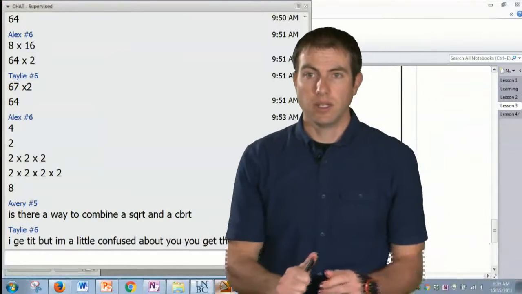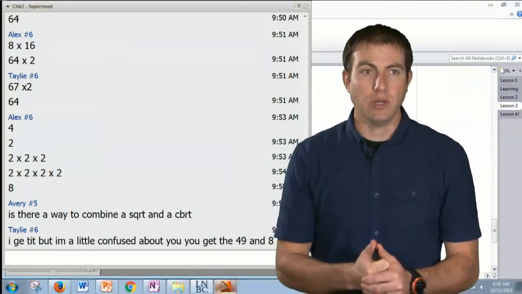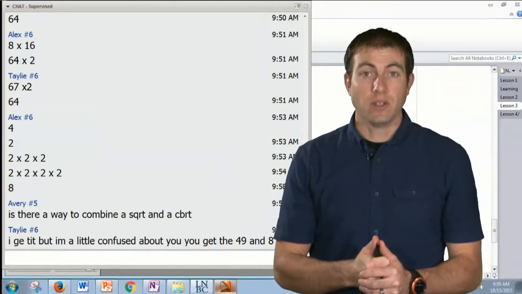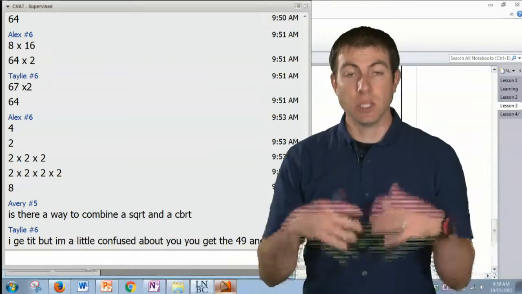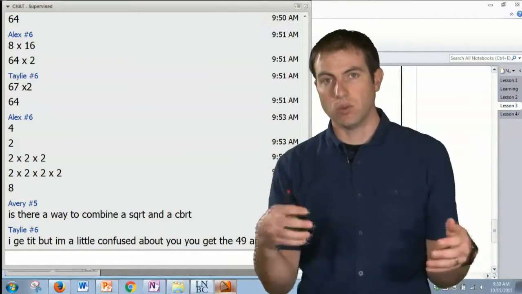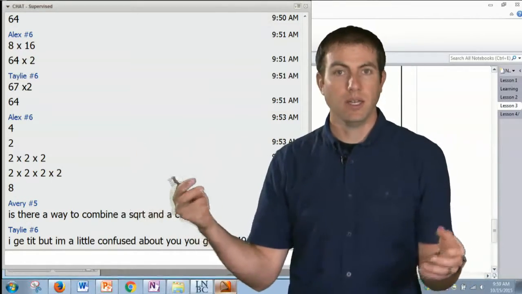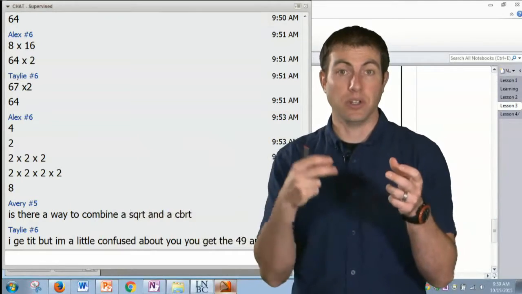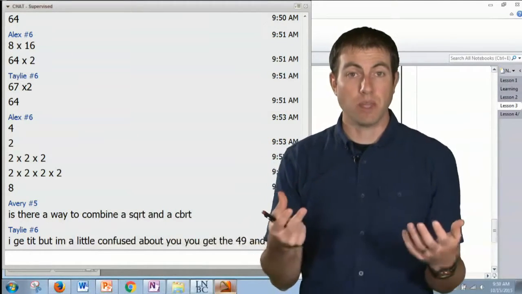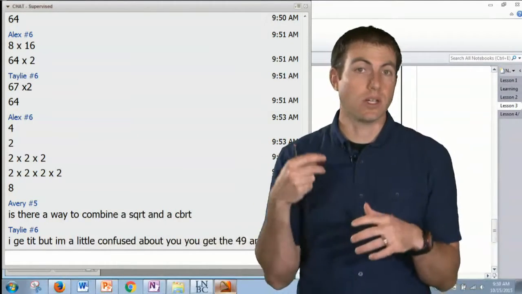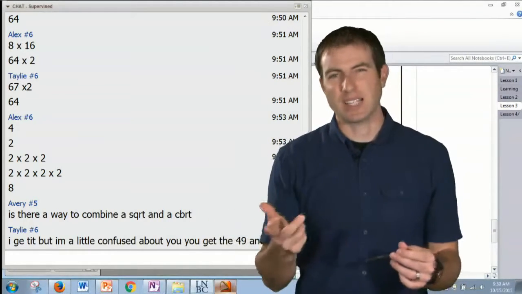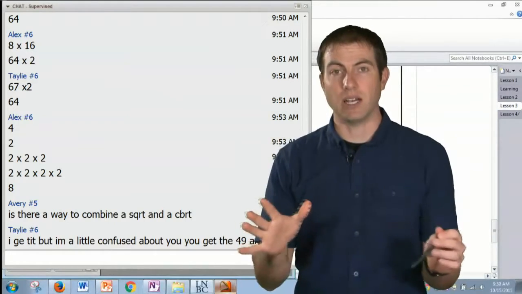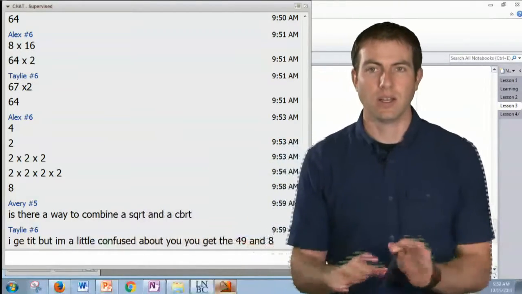Excellent question, Avery. Is there any way to combine a square root and a cube root? No. They're different things. It'd be like if you had x's and y's. If it said simplify and you had 7x plus 2y plus 3x plus 2y, you can't combine your x's and y's together. They're different things. So same thing with the cube roots and square roots. We're not going to combine them together. I say that, but we will eventually combine them, but not right now. So no combining them together.